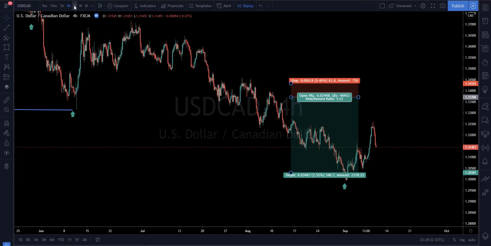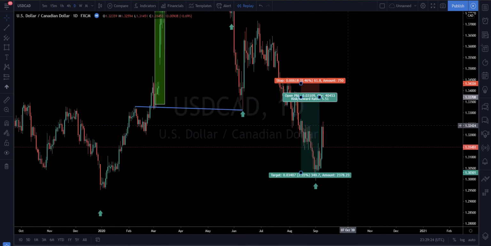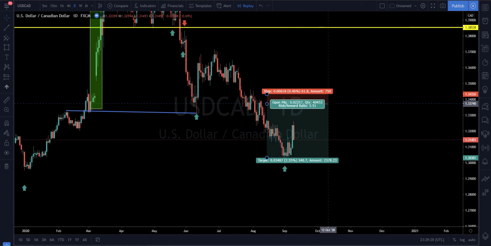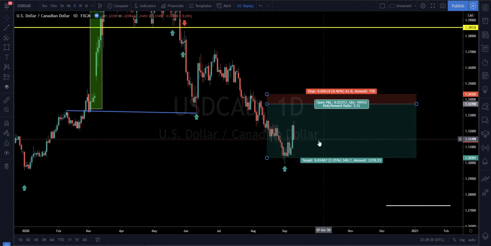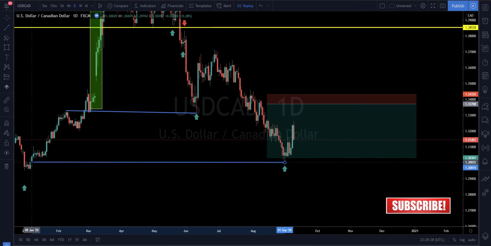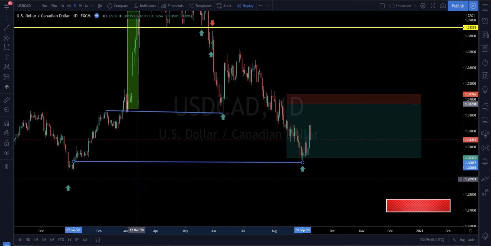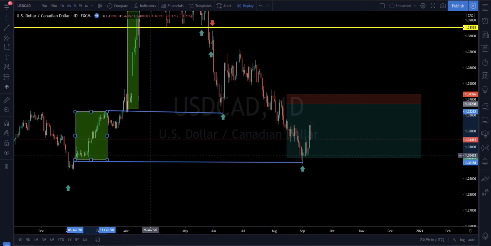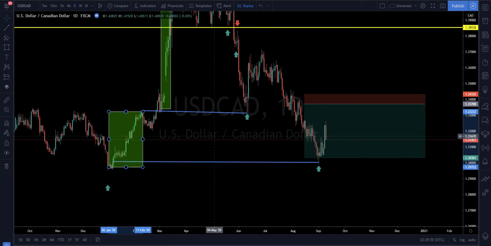Alright, let's go back to daily. Let's see what we have here. Extend that. Then again, if you want to know why this run was so strong, just draw a support line here, and then you will know, because this whole turn started from here. So there was the run here. That's why the run started like that.